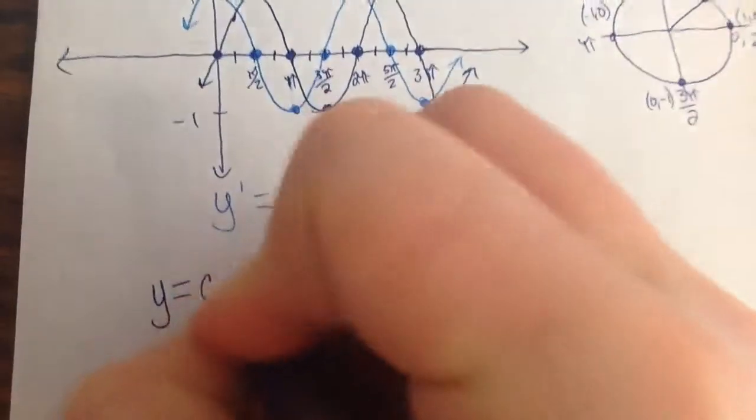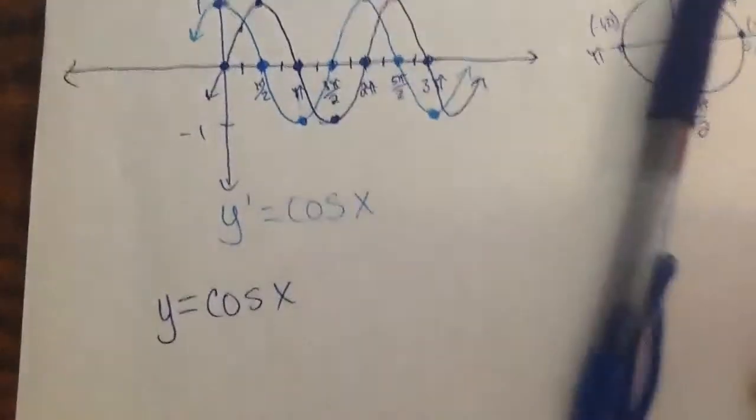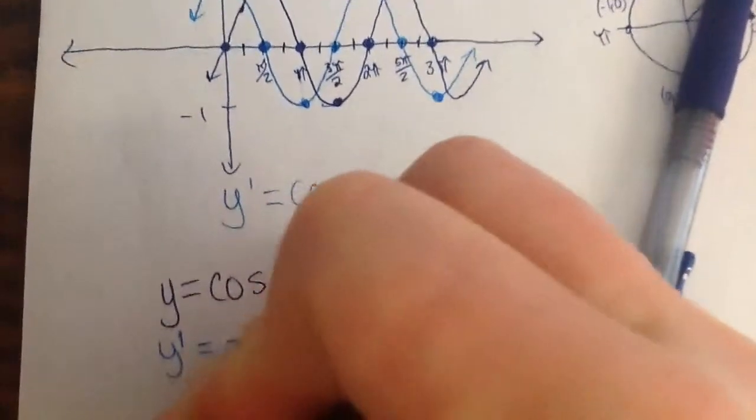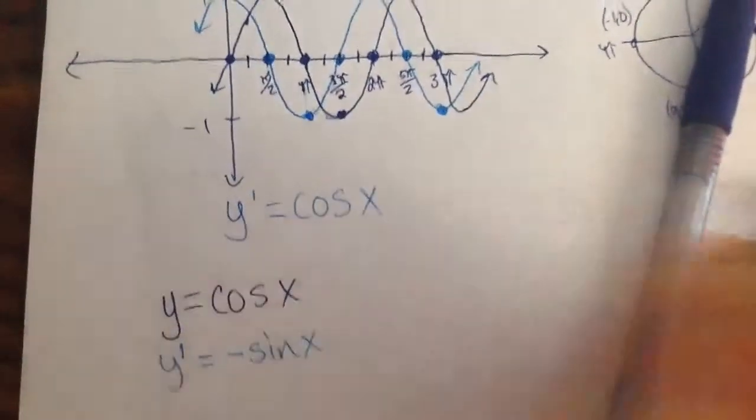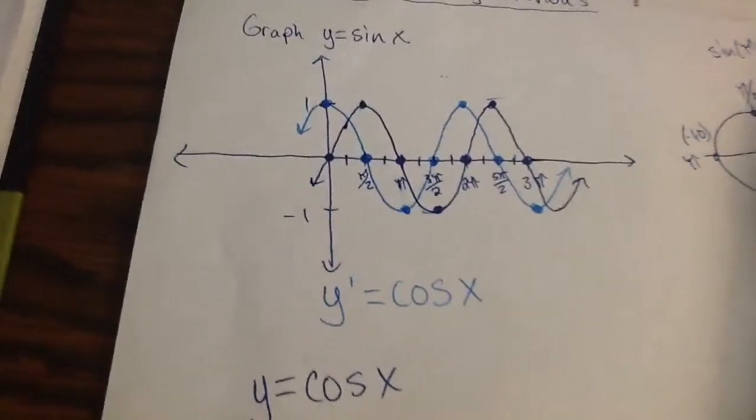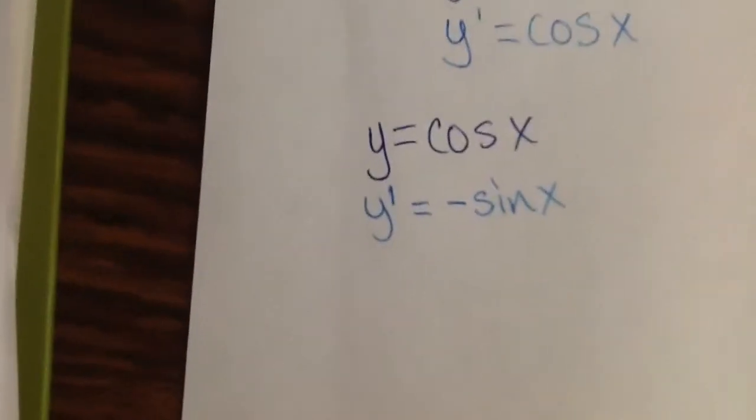I'll spare you the trouble of listening to me talk. If we do a cosine of x, the derivative of cosine of x is actually negative sine of x. Don't really want to go through that one. So those are just two things you're just going to have to remember. Basically memorization. Derivative of sine is cosine. Derivative of cosine is negative sine.